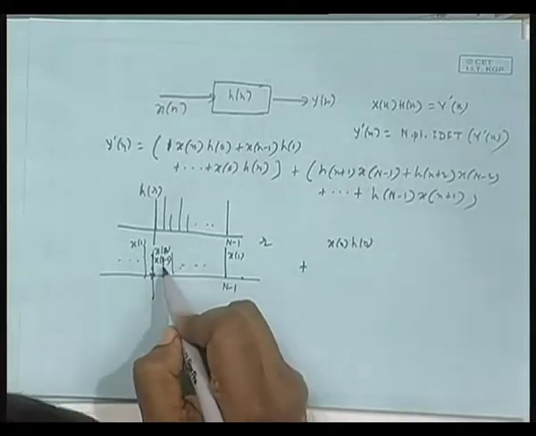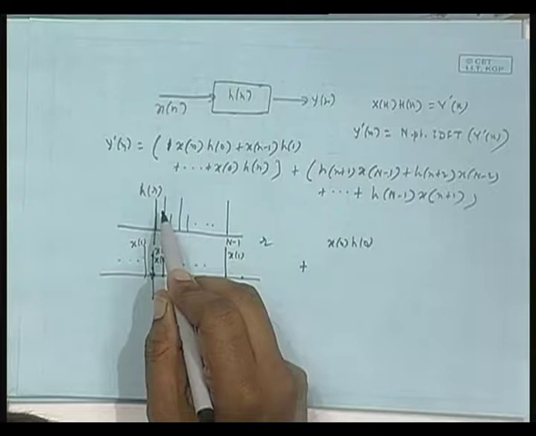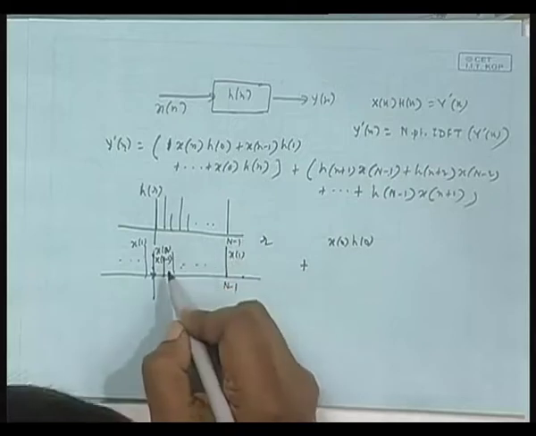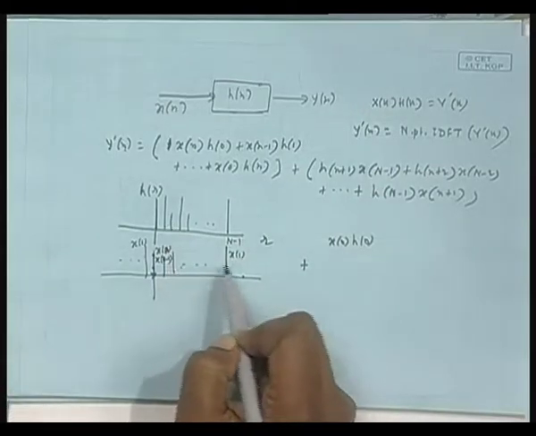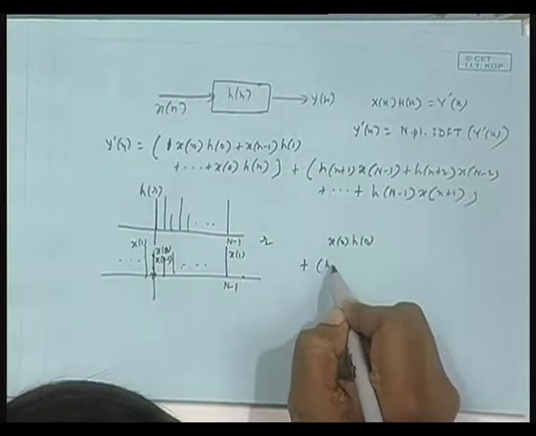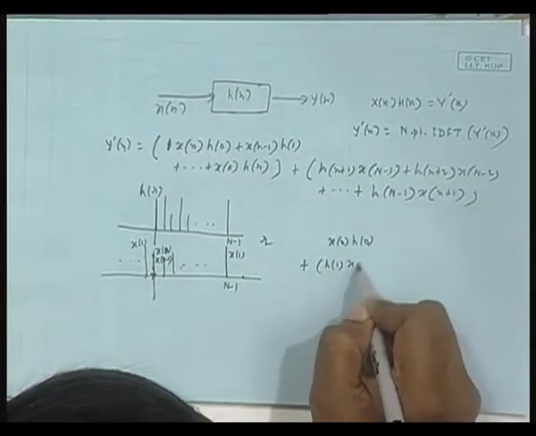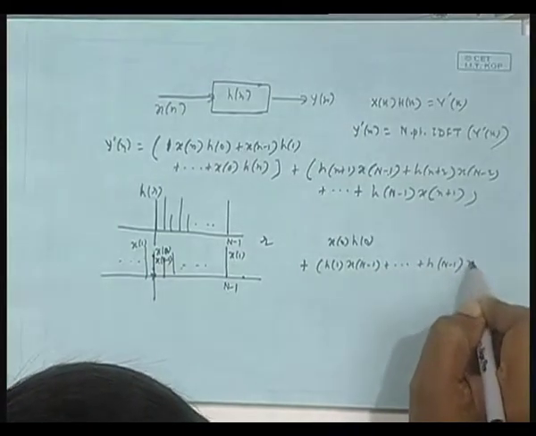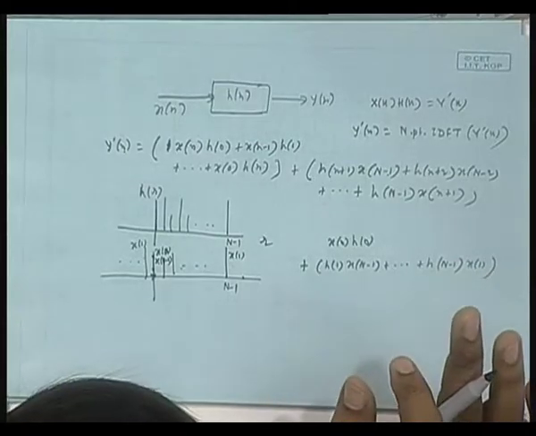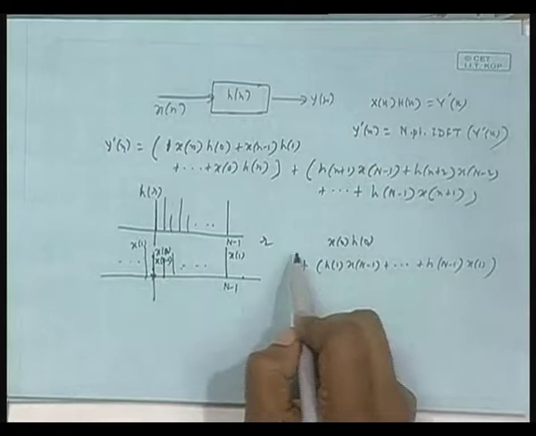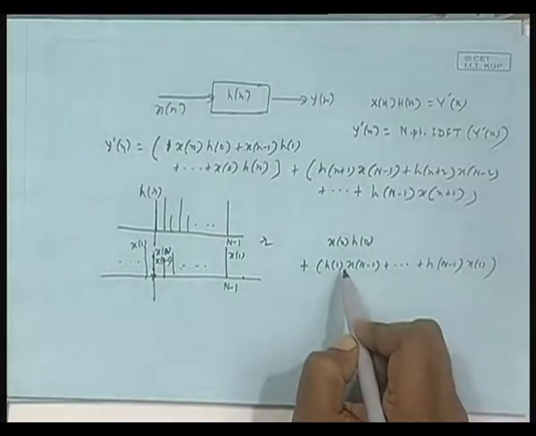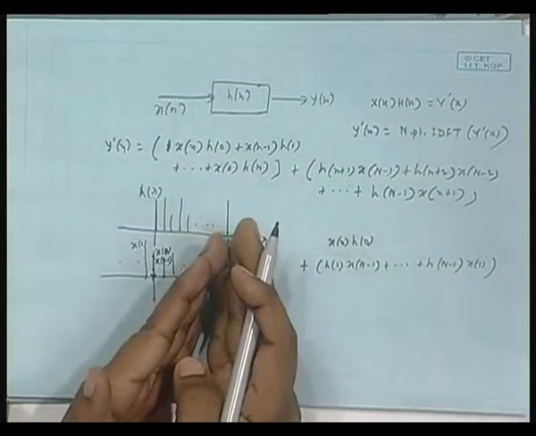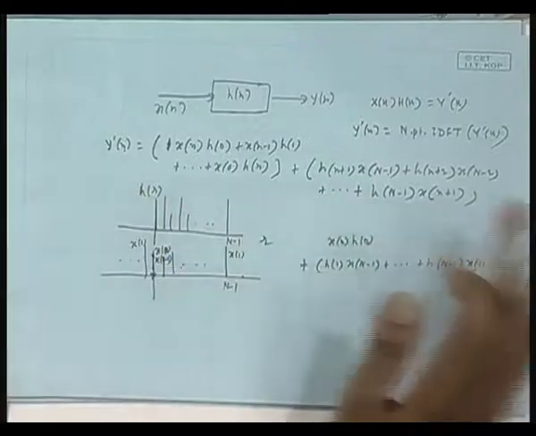Plus you have, you see, x capital N minus 1 h 1, and so on and so forth, h 2 x capital N minus 2 dot dot dot. Okay. Are you with me? Small n is 0 here. So, 0 plus 1, 0 plus 1, you are getting it.